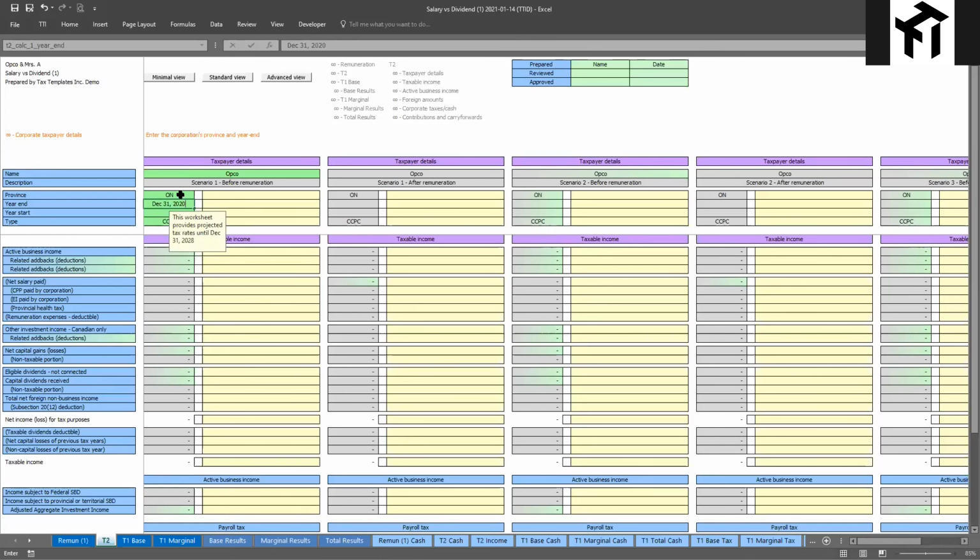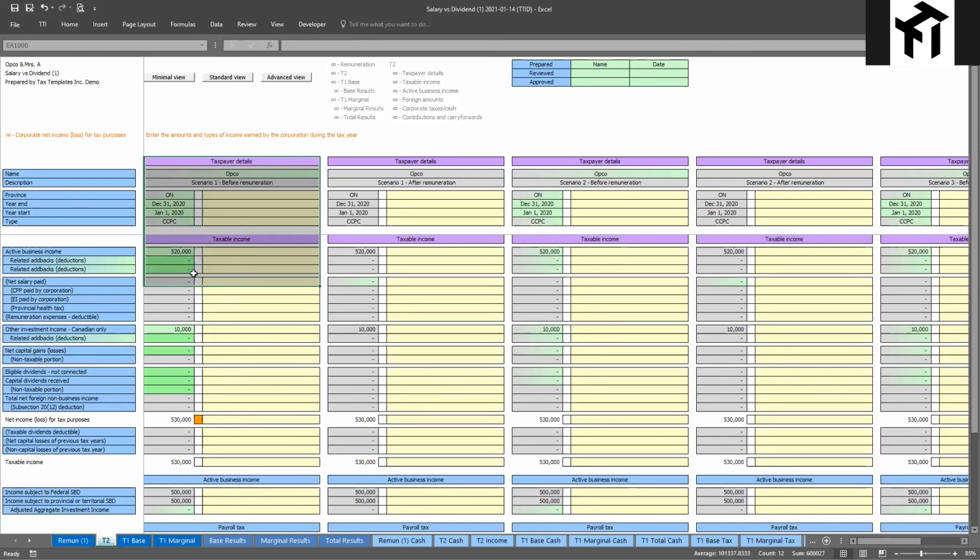All right, so for this example, let's assume that we have a corporation, and we'll try to keep the example very easy today, that has $520,000 of active business income, and let's assume $10,000 of investment income. So that's the income of the corporation for the year. The corporation is in Ontario with the year end of 2020. As a reminder, you can go as far back as 2018, as far forward as 2028.